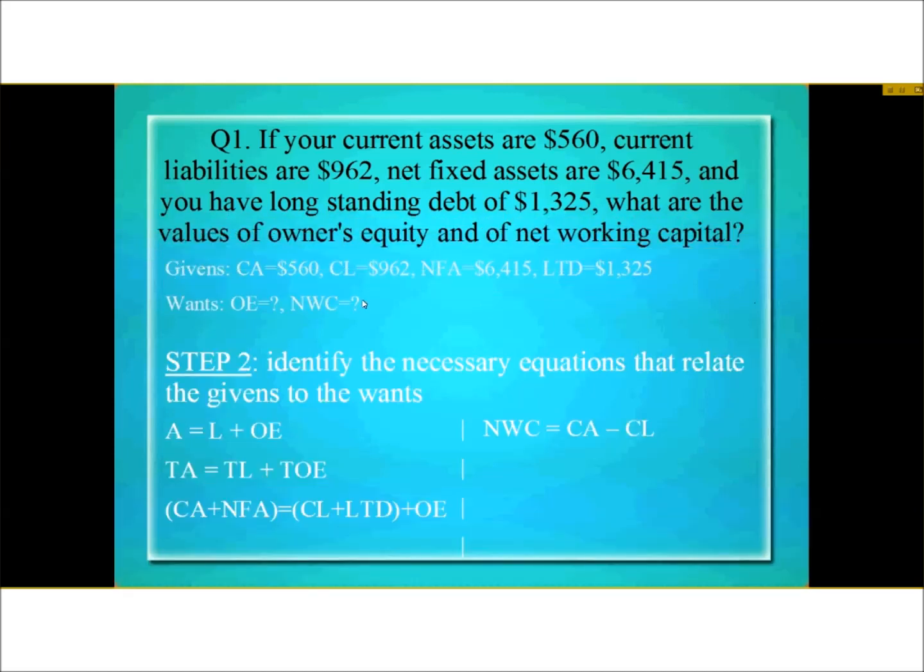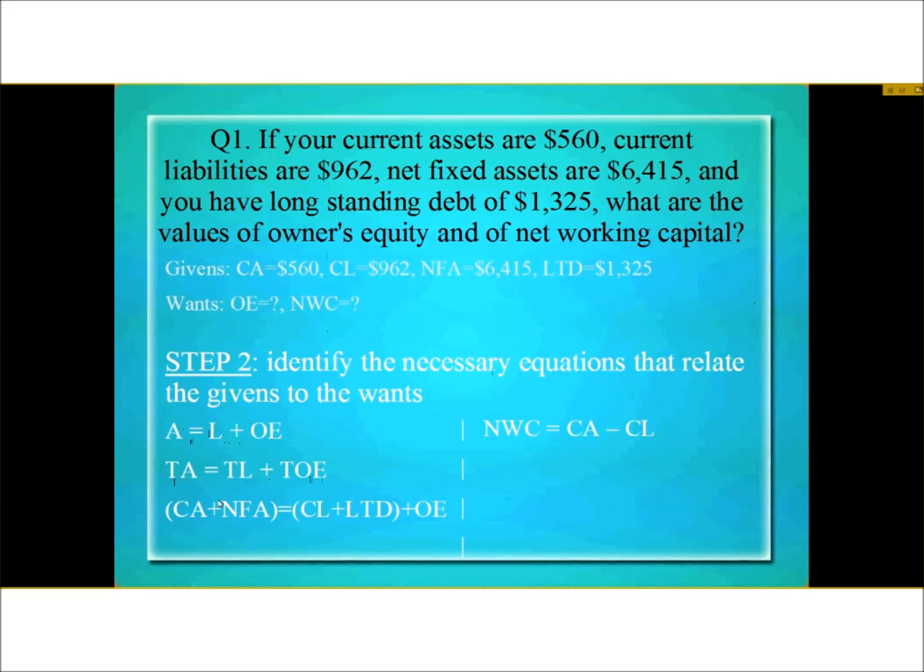Step 2. Now that we have our givens and wants, we want to identify the necessary equations that relate the givens to the wants. So in this case, we start with the ALOE equation. Assets, A, is equal to liabilities, L, plus owner's equity, OE. We can also say total assets is equal to total liabilities plus total owner's equity.